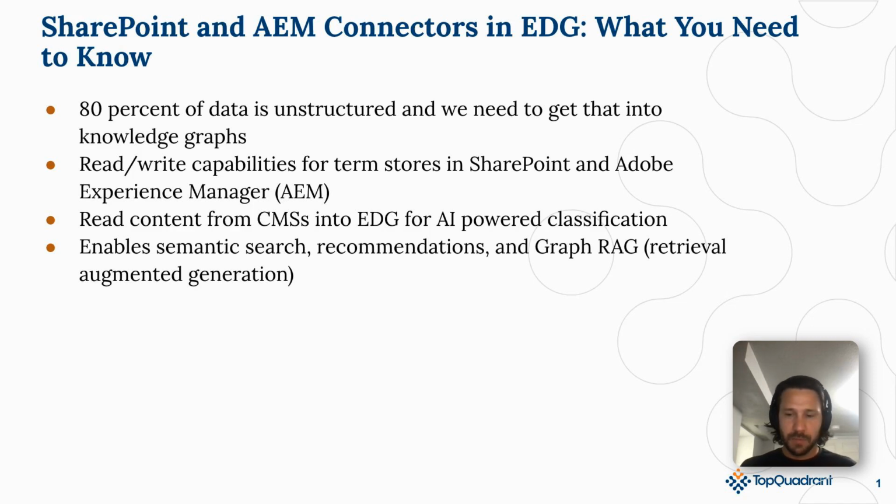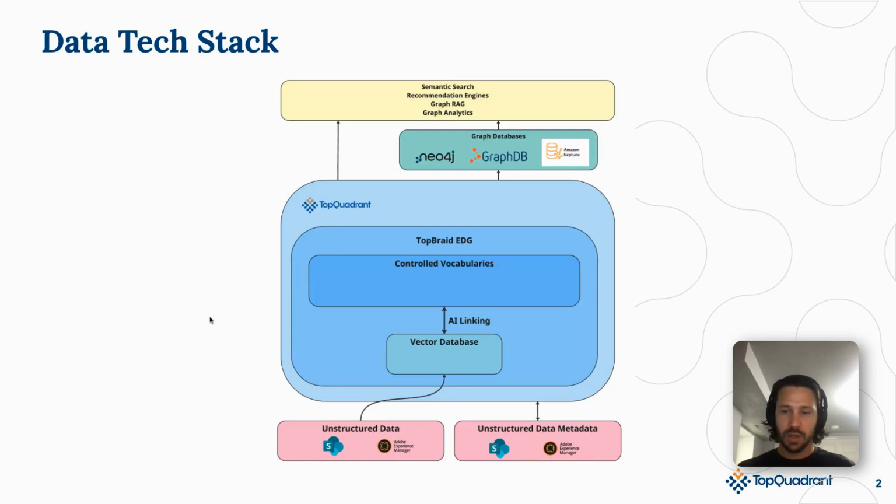And some of the use cases that this can enable by incorporating unstructured data into a knowledge graph are semantic search, recommendation engines, and anything having to do with graph RAG, or retrieval augmented generation. Today I'll be showing semantic search, but this applies to all of them. So before I get into it, actually, let me just show visually what I just described on the bottom there.